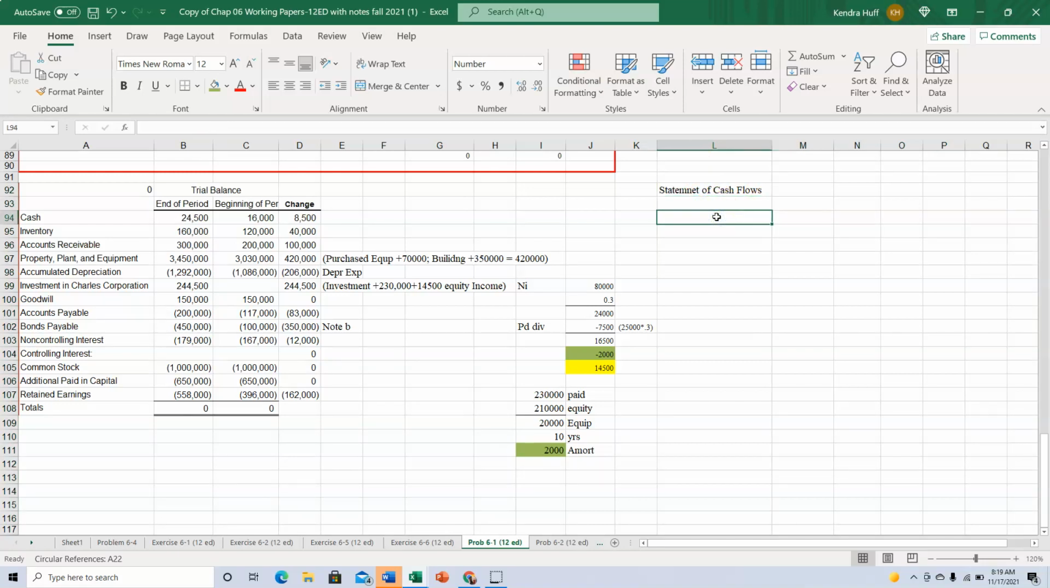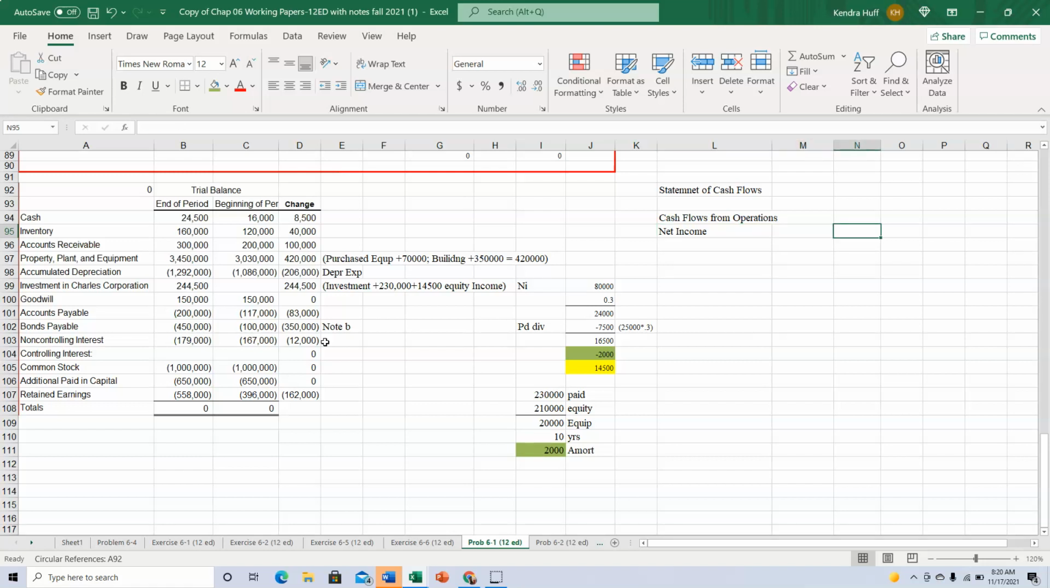All right, so our first section is cash flows from operating activities. We're doing the indirect method, so it starts with net income. So we have to figure out our net income. They actually told us. It's the net income for the whole thing.